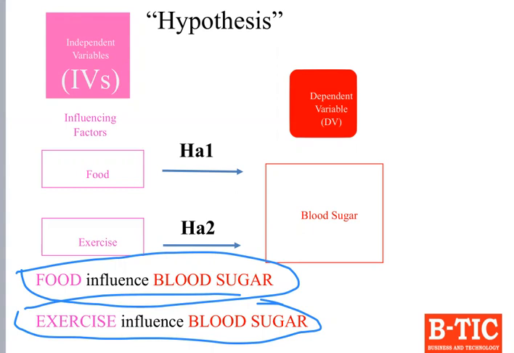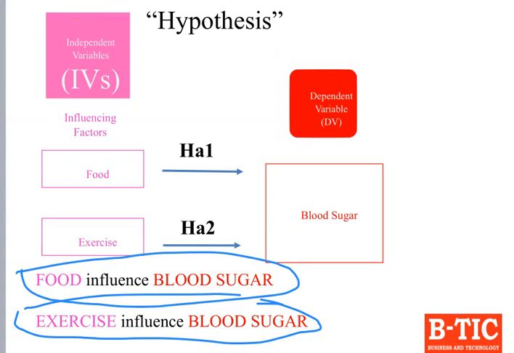So technically, if you have the conceptual framework with the DV and the IVs, each IV has a relationship with the DV. That is what the hypothesis is. The number of IVs we have, the number of independent variables, the number of factors we have, the equal number of hypotheses we have.